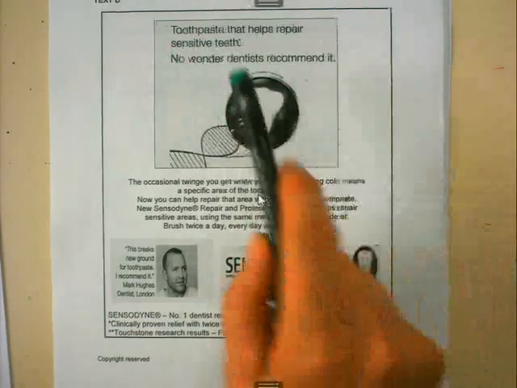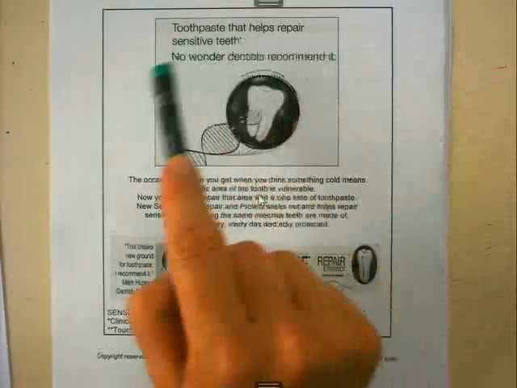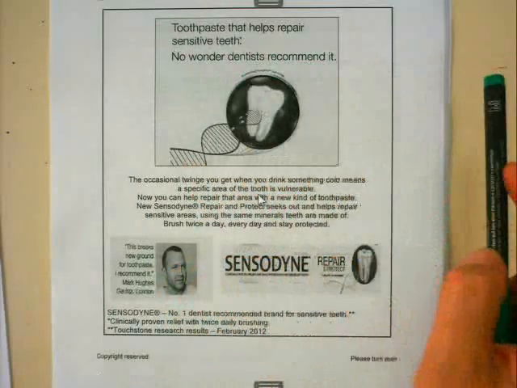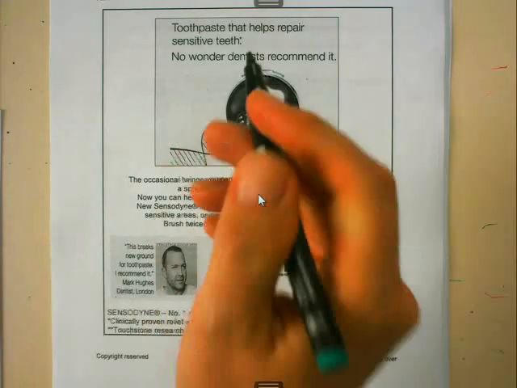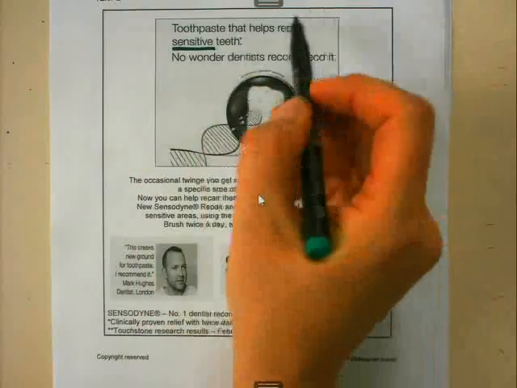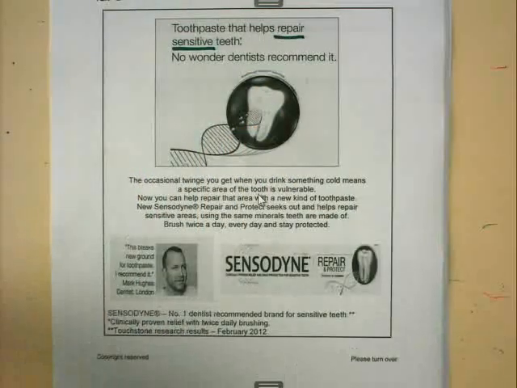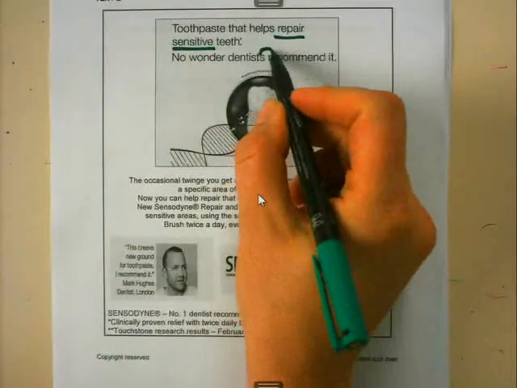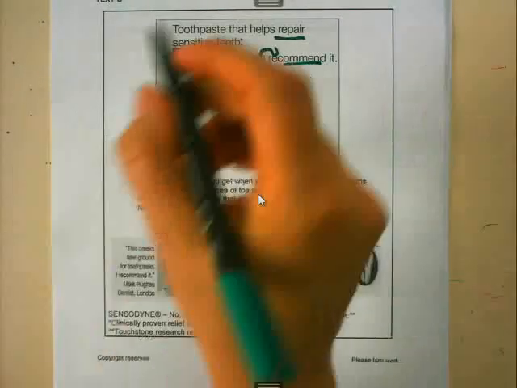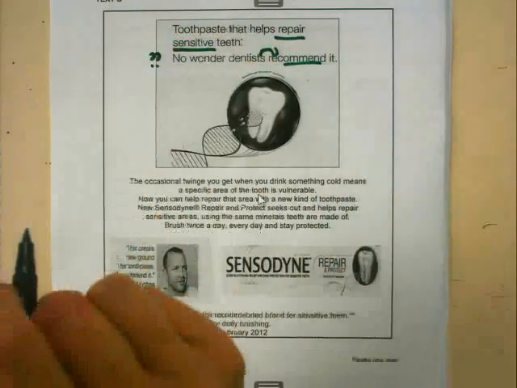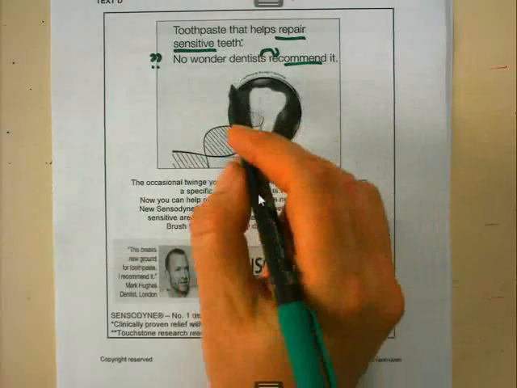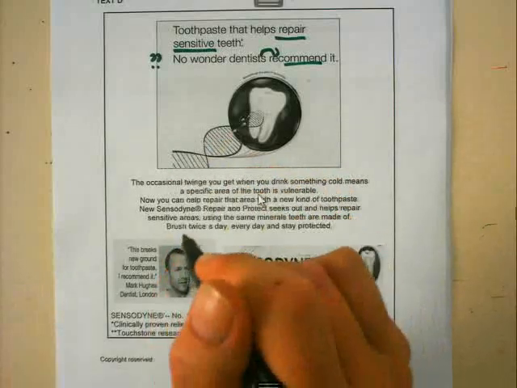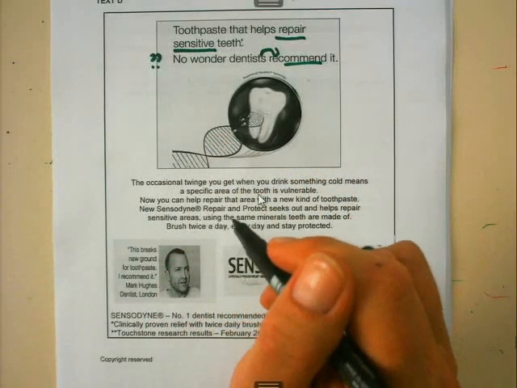So now if we read, "Toothpaste that helps repair sensitive teeth, no wonder dentists recommend it." So there you know what Sensodyne is. Sensodyne is toothpaste, and not just any toothpaste. They give you information: sensitive, and they say repair. And then they say dentists recommend. Now, sometimes the examiners tend to make that a question, because a dentist will be an expert in the field of teeth, on how to look after your teeth. They will know what to do.